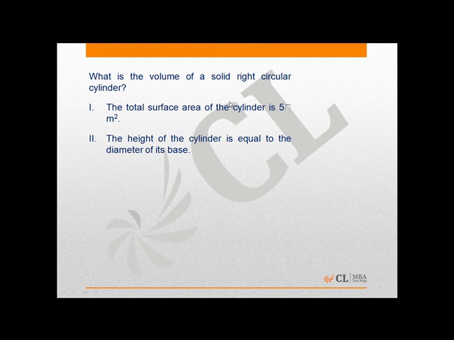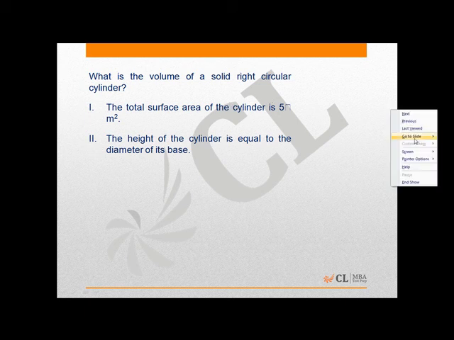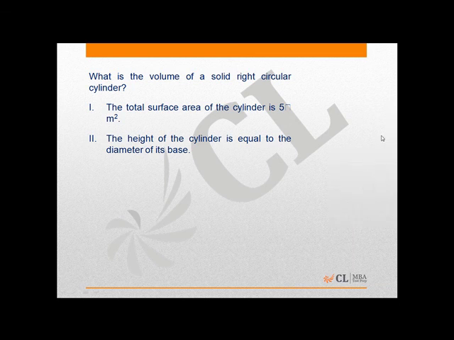What is the volume of the solid right circular cylinder? The first statement gives you the total surface area of the cylinder is 5 pi meter square. Okay, this is pi. So that means 2 pi r (h + r) is equal to 5 pi. Statement A alone is not sufficient because it gives you one equation with two variables. Second gives you the height of the cylinder is equal to the diameter of the base.